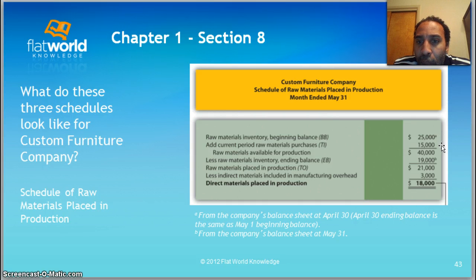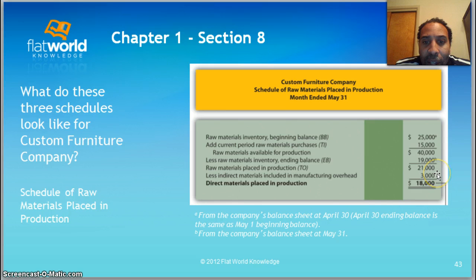You add the current period raw materials, right? So we purchased $15,000 more of raw materials. So our total of raw materials available for production is 40,000. Now we less the raw materials inventory ending balance because we ended up with 19,000, right? So we have 40,000 that we could put into production. 19,000 of it remain. So raw materials placed in production is obviously 21,000. That's what is going out of the door, and the balance is there. So the balance and what's been placed into production combined equals what was available for production.